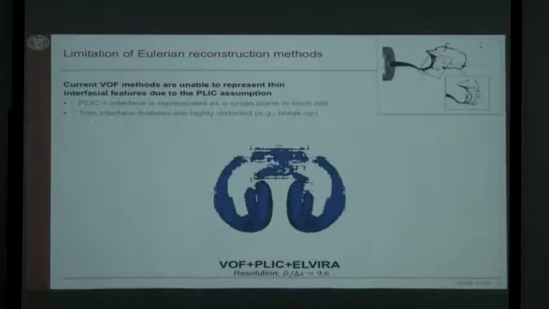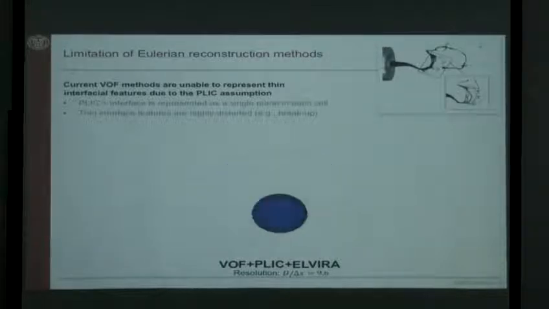I'll talk more about it later. This is what happens. You spread out your drop. What you get is holes, and you're basically getting numerical noise. It's mass conserving though, but as far as representing the topology is concerned, it's pretty bad.